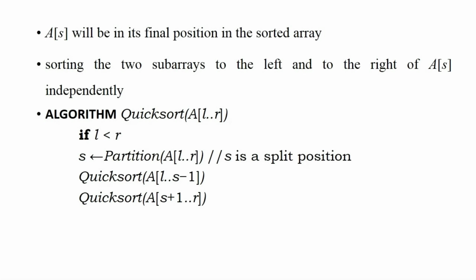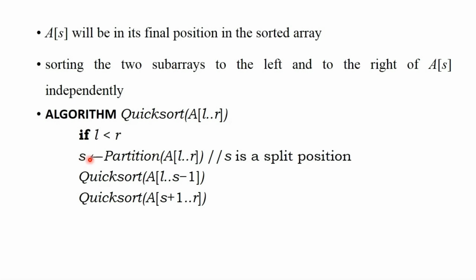So we shall write an algorithm for quicksort. Quicksort of input array A, L is referring to the left-hand element and R is representing the index of the last element. So if L is lesser than R, you need to make the partition. So we are going to call another function which is going to do the partition on the input array A from index L to index R. Remember, partition is going to return the position at which the partition was made, and this we are representing as S.